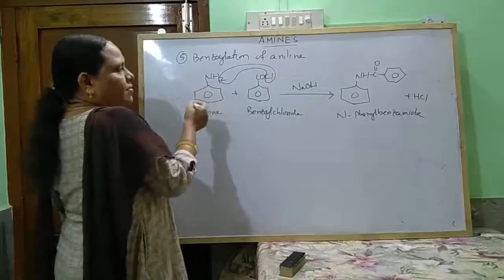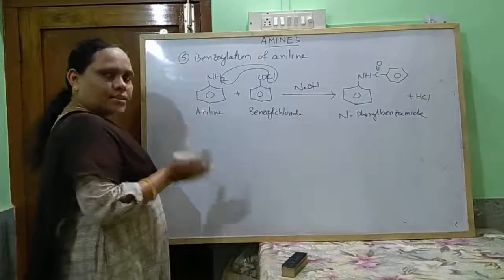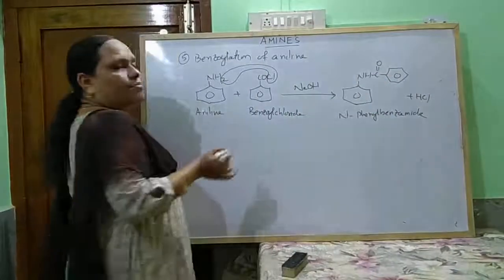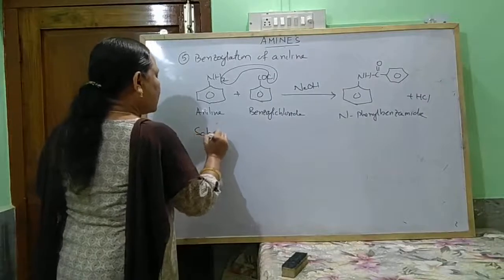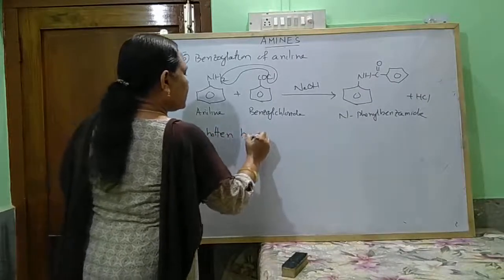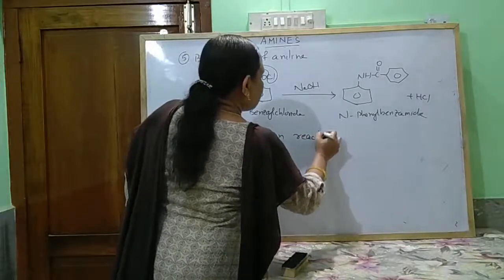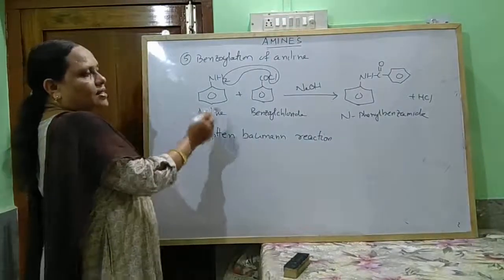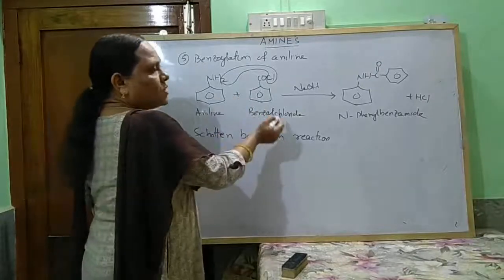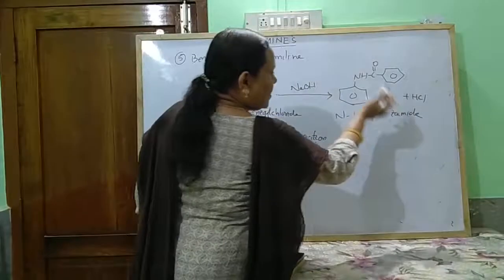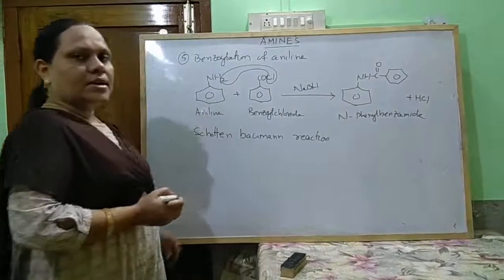So the reaction of phenol or aniline with benzoyl chloride, benzoylation takes place. The benzoyl group is substituted. This benzoylation reaction is known as Schotten-Baumann reaction. When aniline reacts with benzoyl chloride, instead of this figure we can write C6H5, it forms N-phenyl benzamide. This reaction is known as Schotten-Baumann reaction.